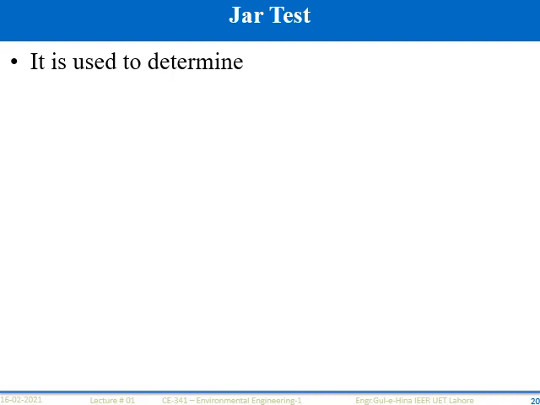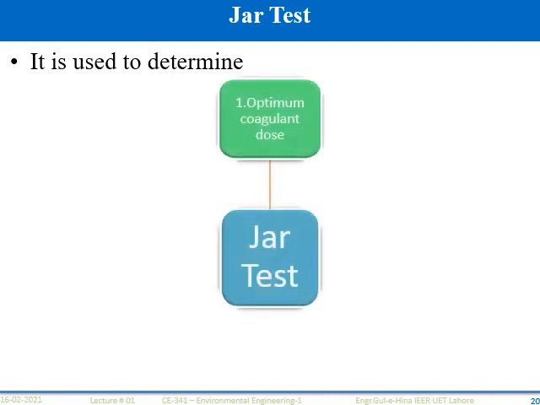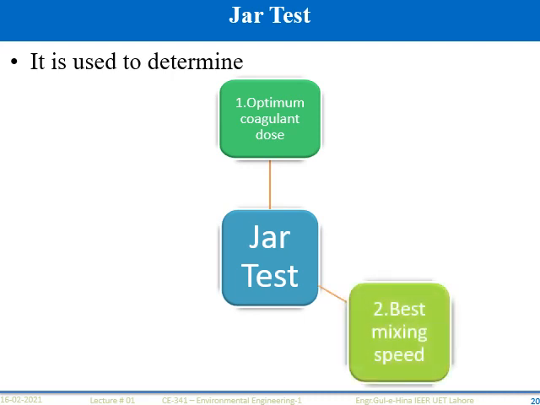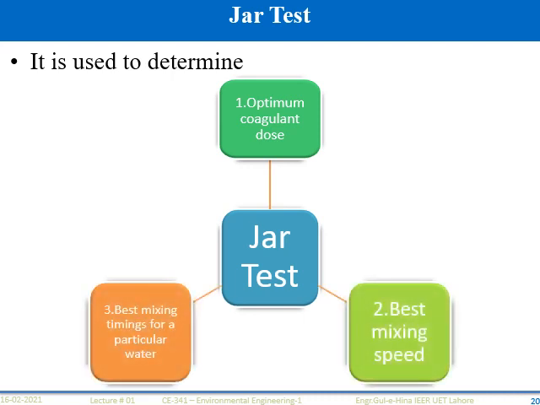The purpose of a jar test is to determine the optimum coagulant dose. Number 2, best mixing speed. Number 3, the best mixing timings for a particular water. So for finding out these optimum conditions, we perform a jar test.